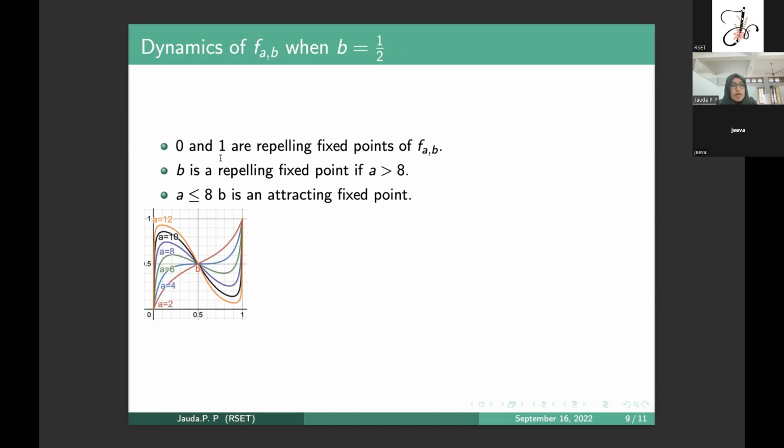If b is equal to 1 by 2, then from the above, 0 and 1 are the repelling fixed points of F_{a,b}. b is a repelling fixed point if a is greater than 8. If a is less than or equal to 8, then b is an attracting fixed point.